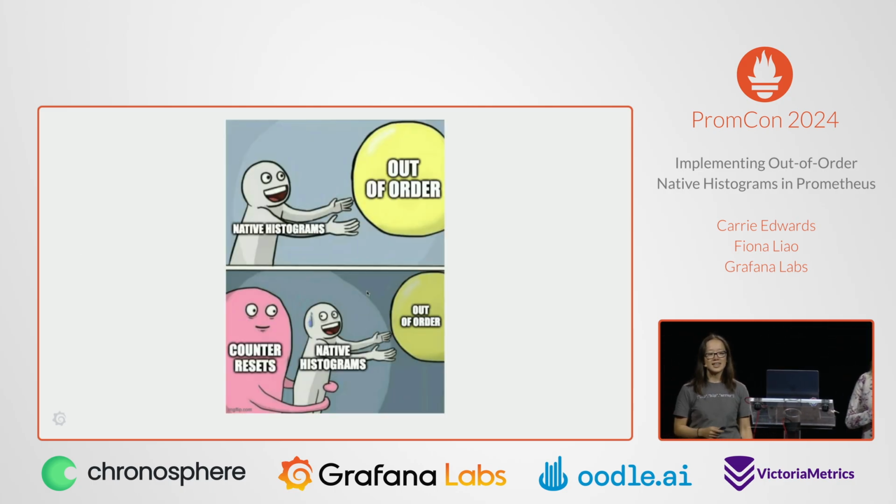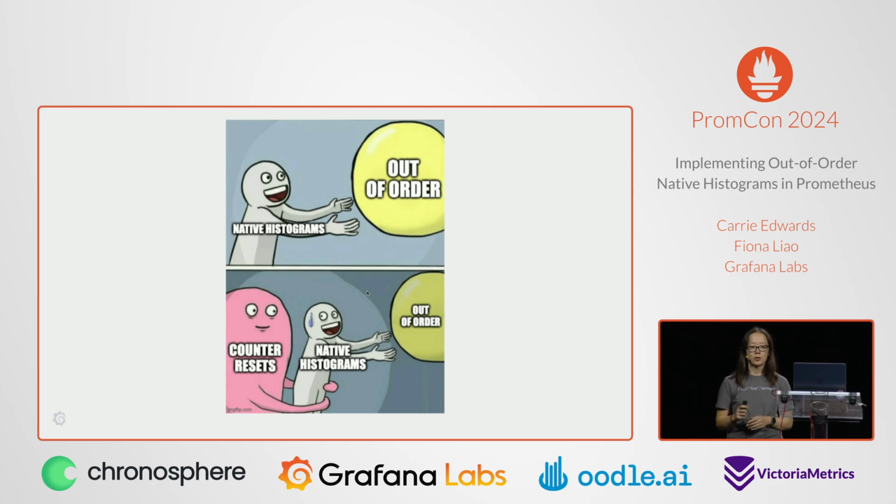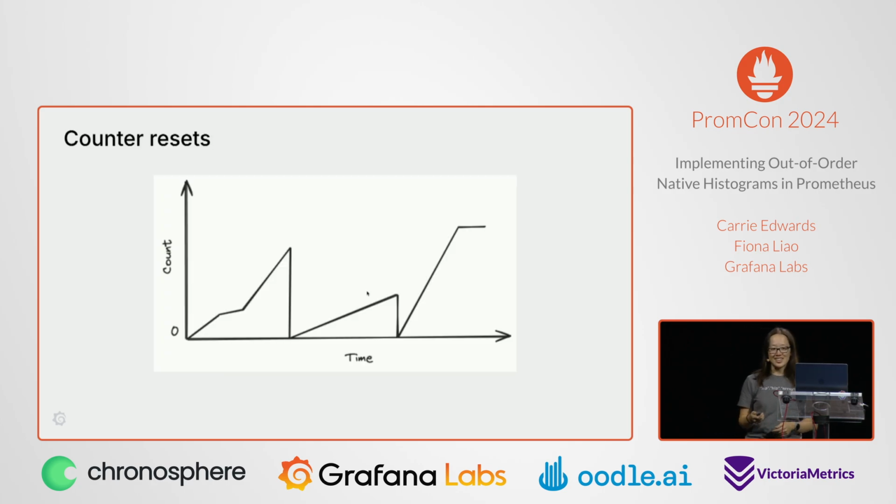Adding native histograms to out of order wasn't quite as simple as just allowing the histogram types to be inserted into the out of order head chunk. Because these native histogram chunks aren't quite like float chunks, there was a trickier bit of implementation due to something called counter resets. So let's explain how counter resets work for floats first.